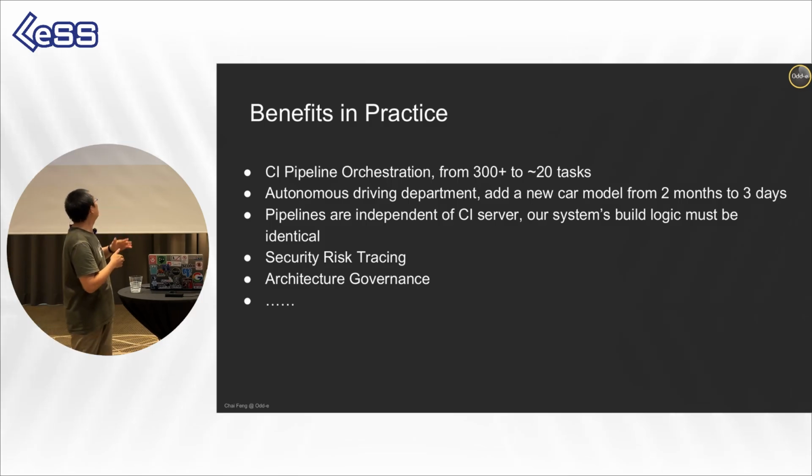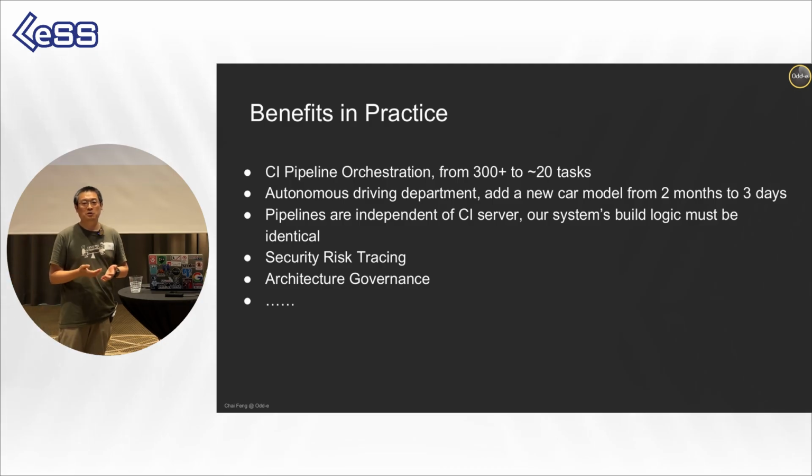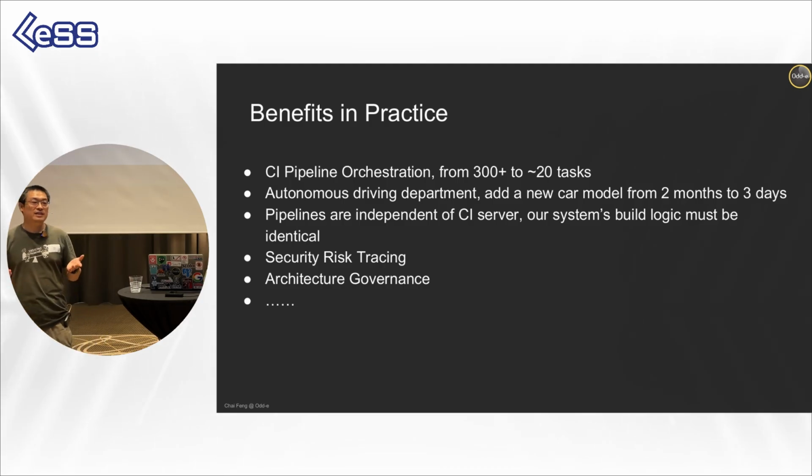And also the security risk tracing, we can identify and track the security risk in just a second. And also the architecture governance. If a developer introduces a connection between two components that were supposed to be independent, the system can flag it immediately after the code is committed. It might signal a potential violation of our architecture design and trigger a focused review by our architects.